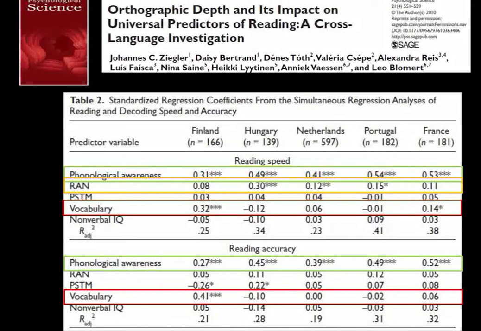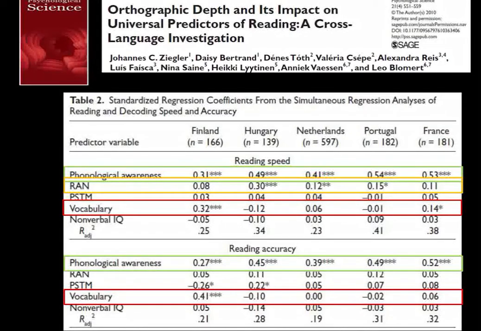Here's just, because we're interested in cross-language differences, a study of ours where we looked at the predictors of reading failure and success in 5 languages: Finland, Hungary, Netherlands, Portugal. This is why I chose it, because it has some Portuguese data, and France. And you see, what has already been referred to a lot: phonological awareness here in every language is the main predictor.